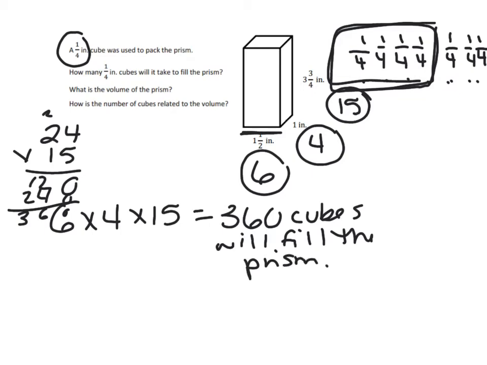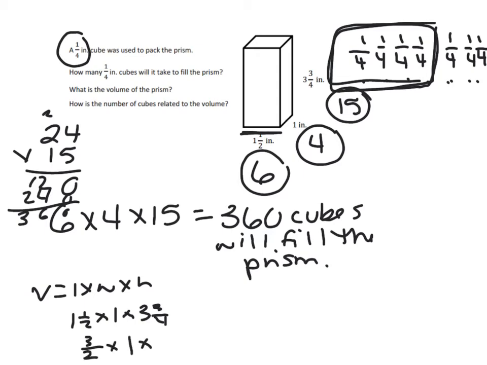Now, what is the volume of this prism? Well, we have volume equals length times width times height, which is 1.5 times 1 times 3 3/4. We know when we multiply mixed numbers, we have to change them to improper fractions. So 2 times 1 is 2, plus 1 is 3, so this is 3 halves, times 1, times 4 times 3 is 12, plus 3 is 15, so we have 15/4. So 3 halves times 1 is 3 halves.